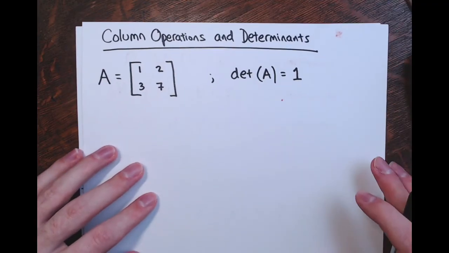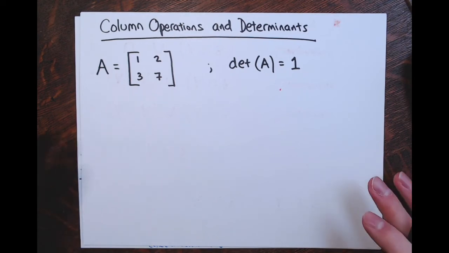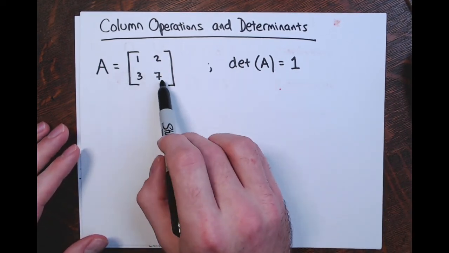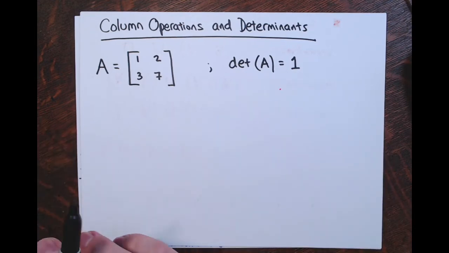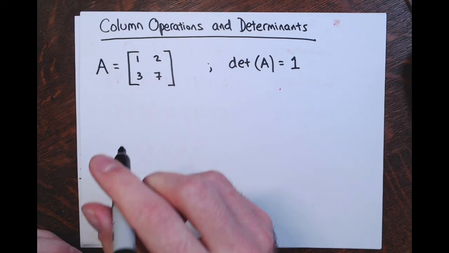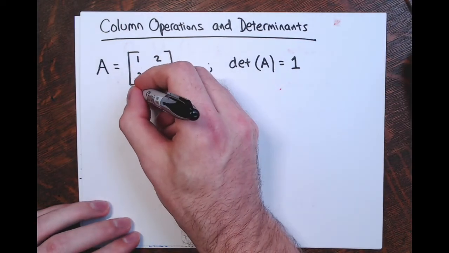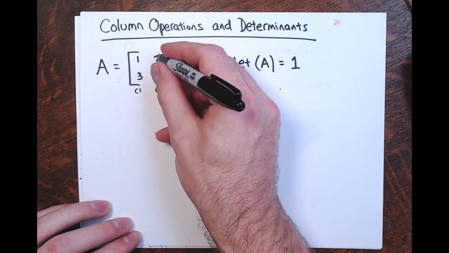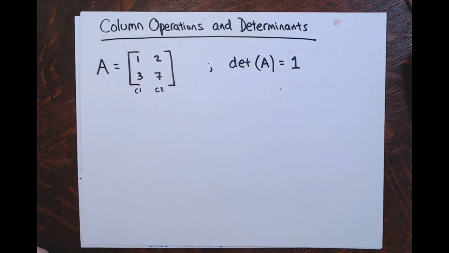All right. So again, here I have that simple 2x2 matrix that I had earlier. 1, 2, 3, 7. The determinant is 7 minus 6. Right? The determinant of this matrix is 1. All right. So now we're going to look at the columns. So this is column 1, I'll call it C1. This is column 2, I'll call it C2. So instead of R1, R2 with the rows, I'm going to perform operations on the columns now and see how the determinant is affected.